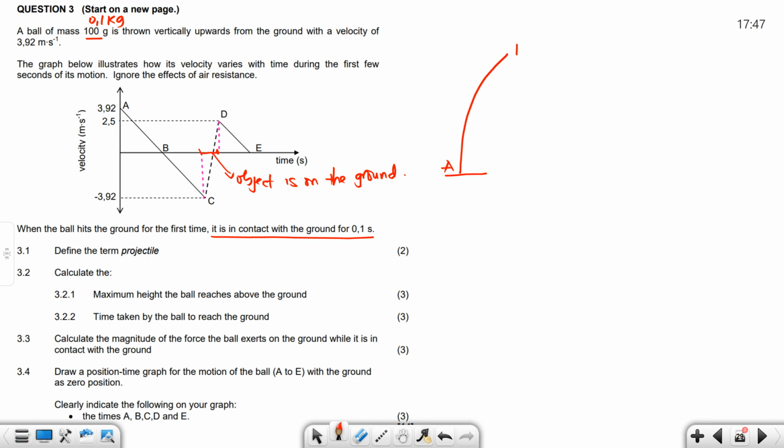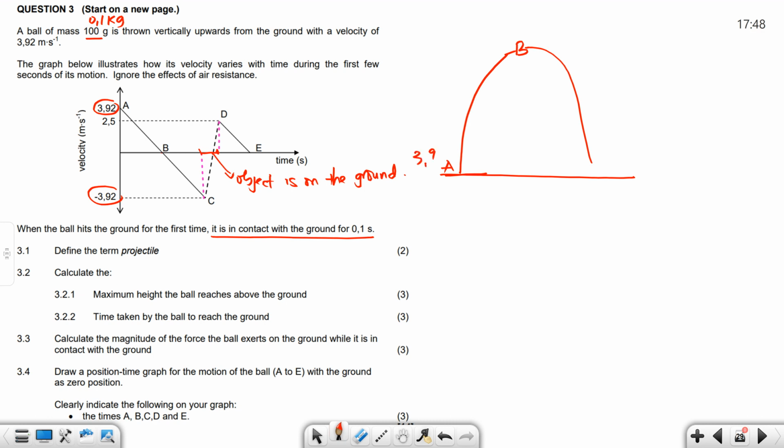So this is A. That is B there. Why is that my B? Maximum height. I want you to check something. There's a change in direction, right? But look at this. What is this? 3,92. What is this? Negative. It means the object reaches the maximum height and bounces. We are at the same level. It's 3,92 and negative 3,92.